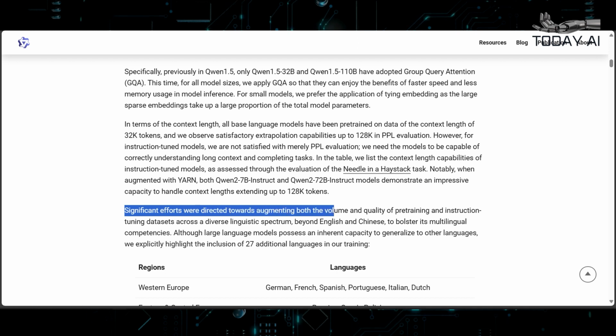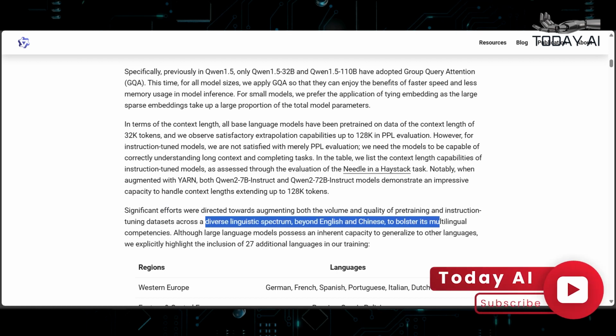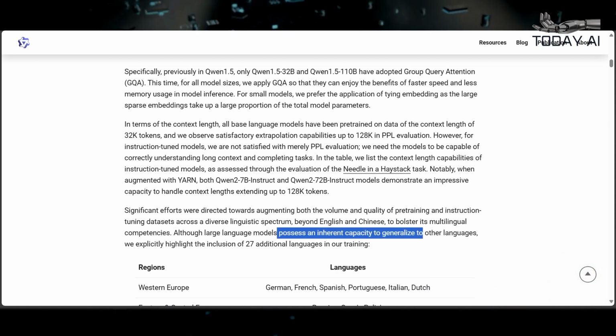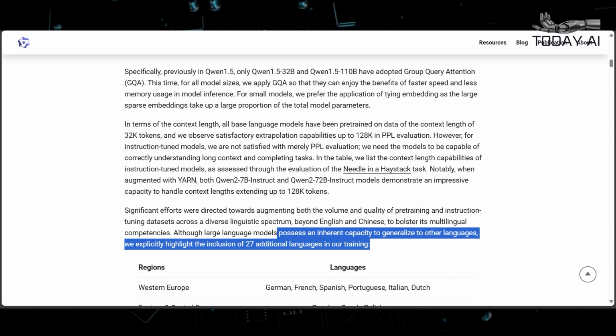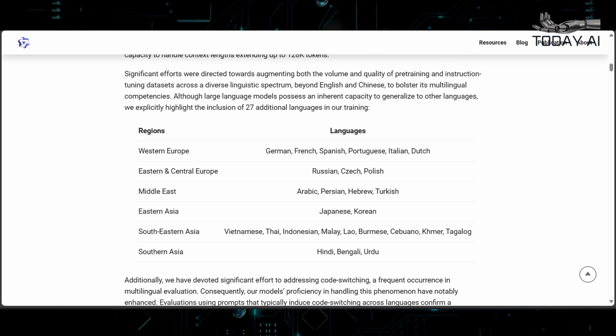Significant efforts were directed towards augmenting both the volume and quality of pre-training and instruction tuning datasets across a diverse linguistic spectrum beyond English and Chinese to bolster its multilingual competencies. Although large language models possess an inherent capacity to generalize to other languages, we explicitly highlight the inclusion of 27 additional languages in our training.